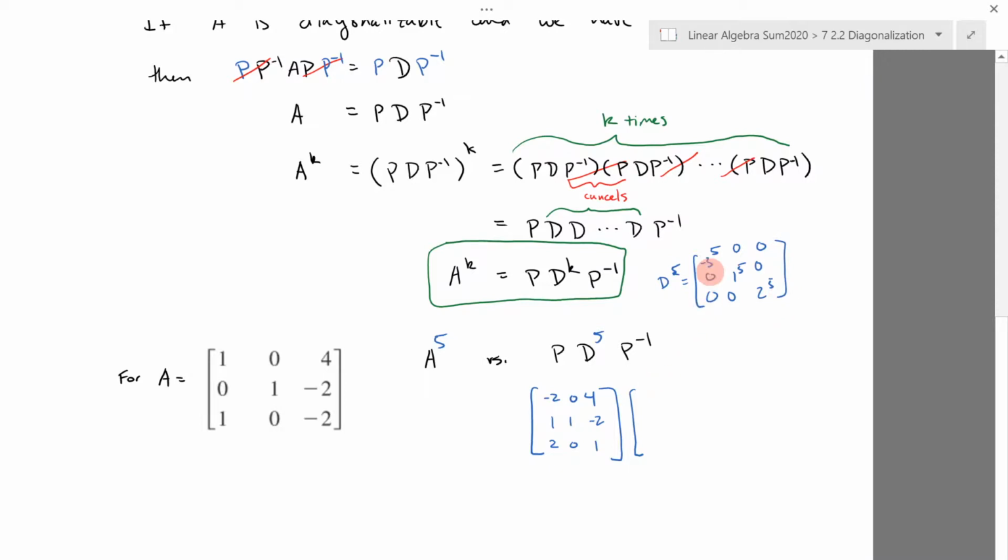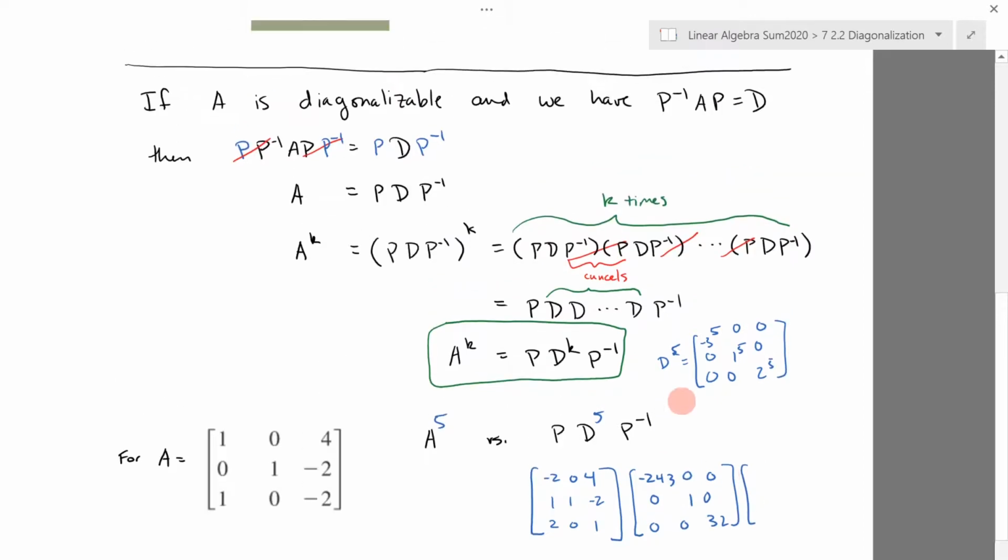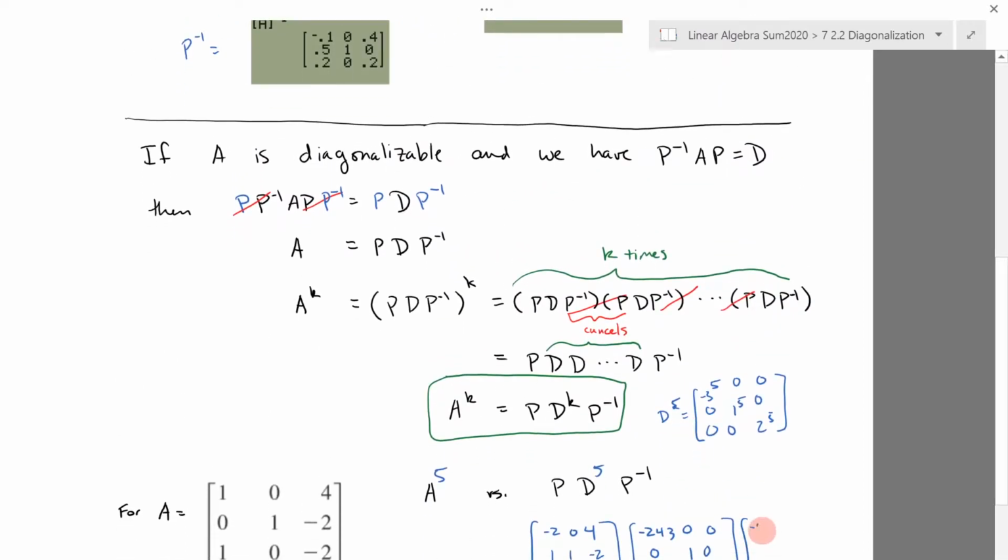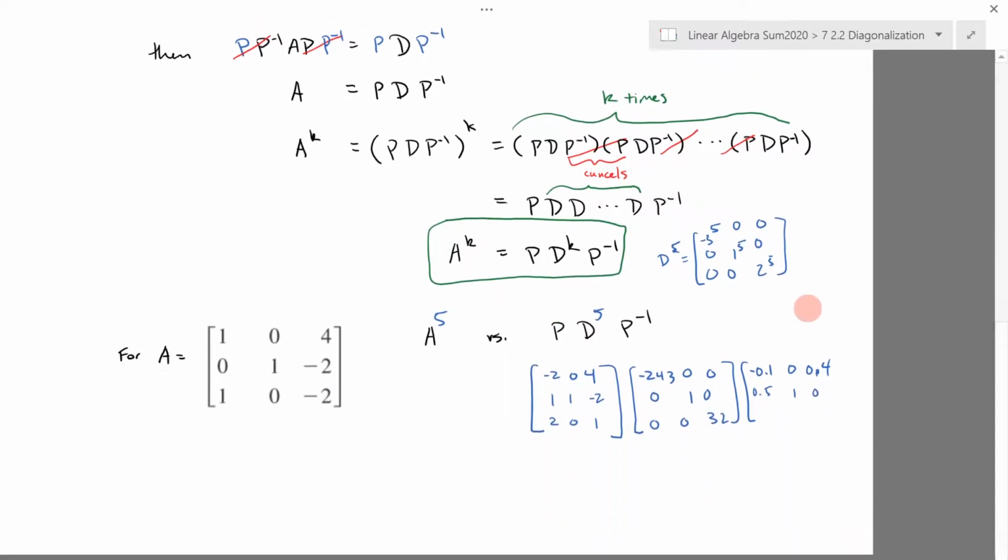Okay, so D to the 5th would be, negative 3 to the 5th is, what is that? 81 times negative 3 is negative 243. This is 1. 2 to the 5th is 32. And then P inverse was this matrix here, right? So negative 0.1, 0, 0.4, 0.5, 1, 0, 0.2, 0.2. Okay, so this would be the calculation for the right side, and we want to compare it to this raised to the 5th power.